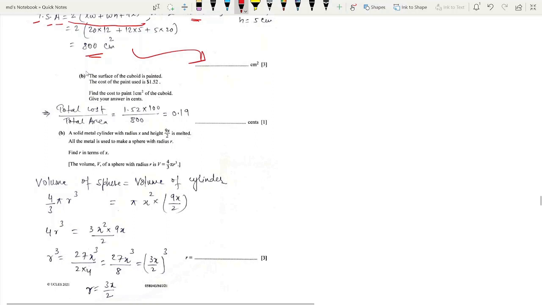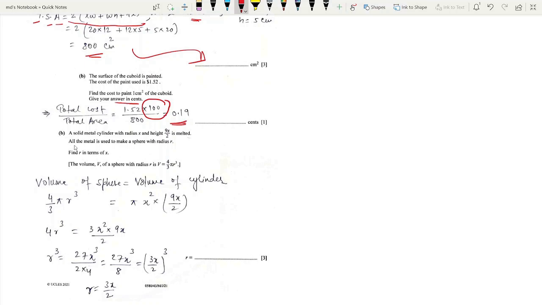Okay, B part, the surface area of the cuboid is painted. The cost of paint used is $1.52. Then find the cost to paint 1 centimeter square of the cuboid. Okay, so again, total cost over total area, this will be the formula. So total cost will be 1.52 over 800, times 100. And here, interesting thing, why have I multiplied by 100? Because the question says in cents, right? And this was in dollars. So 1.52 over 800 times 100 will give you 0.19. So this will be in cents.